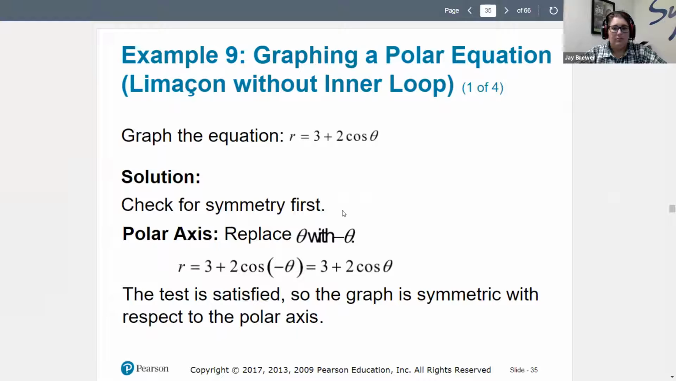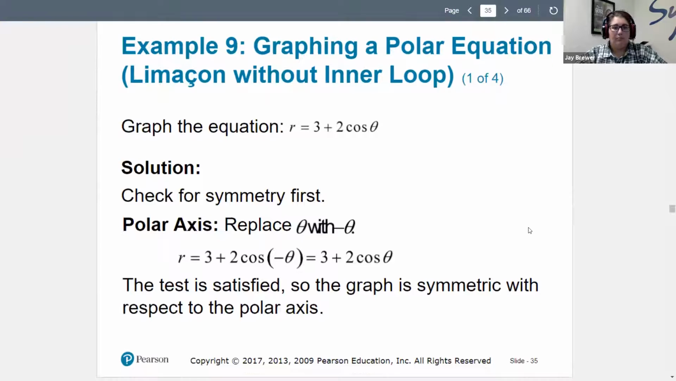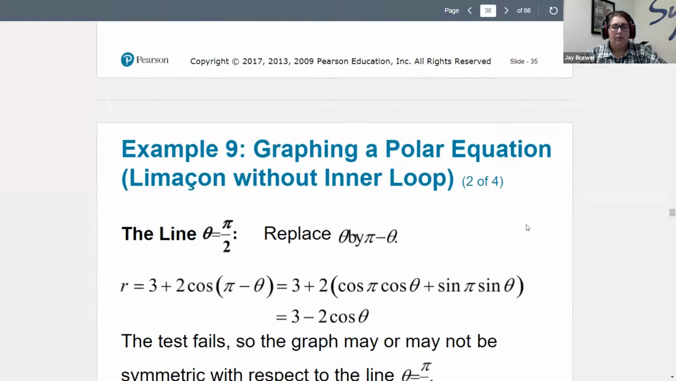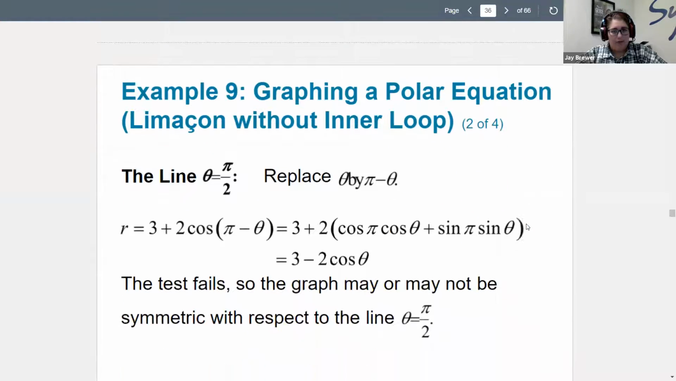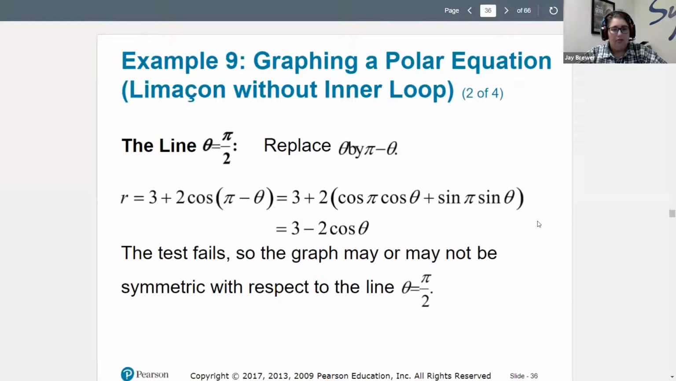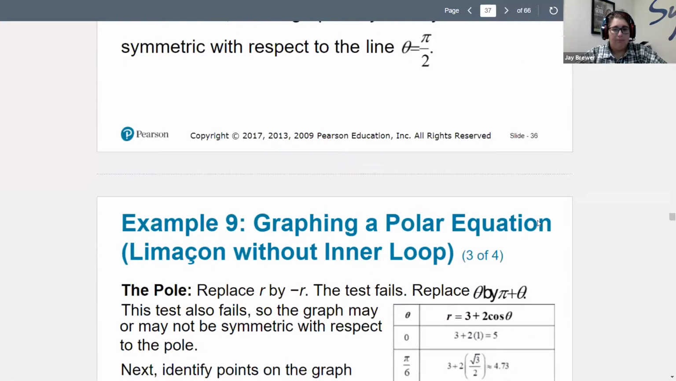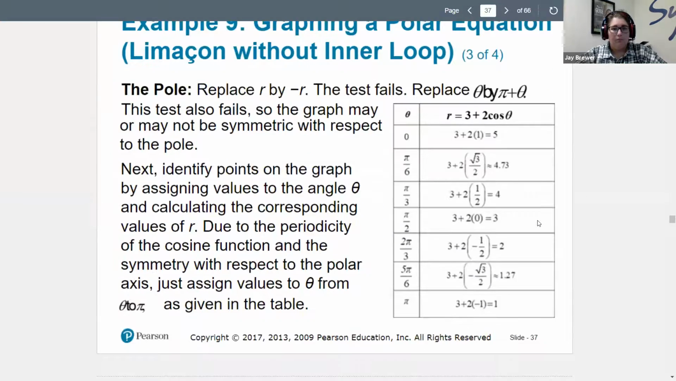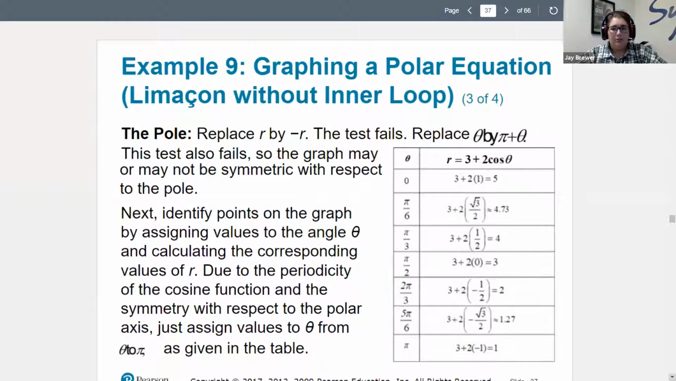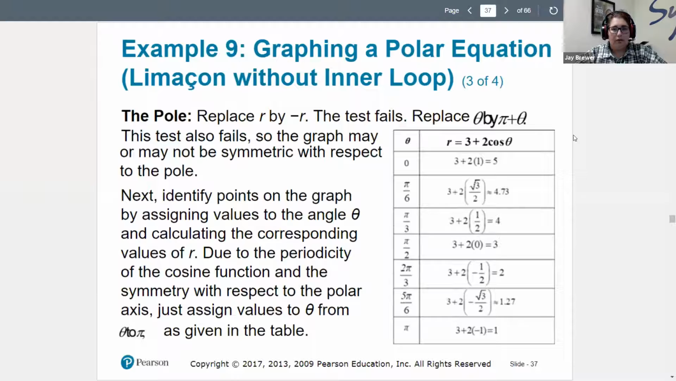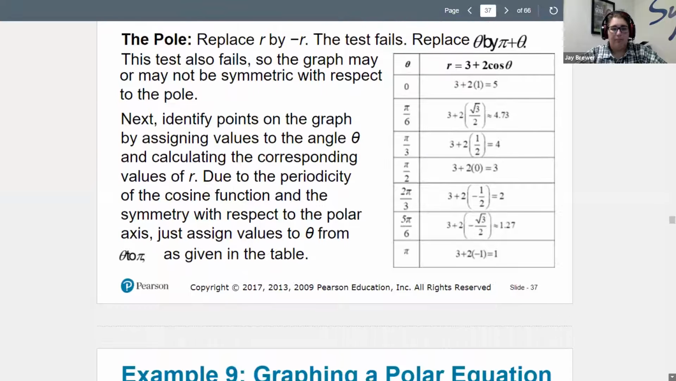Again, they check for symmetry first. So that's the process you want to go with. Check for symmetry of the polar axis, the line of theta equal to pi over 2, and the pole. Once you check for all three symmetries, then you find your points. Okay, so it's the same process every time.